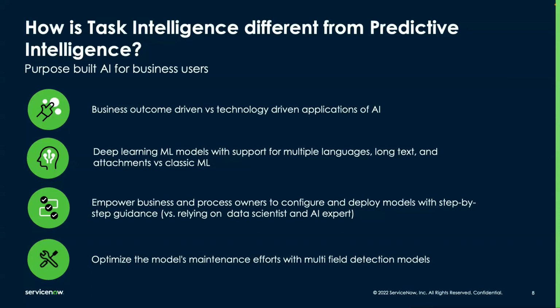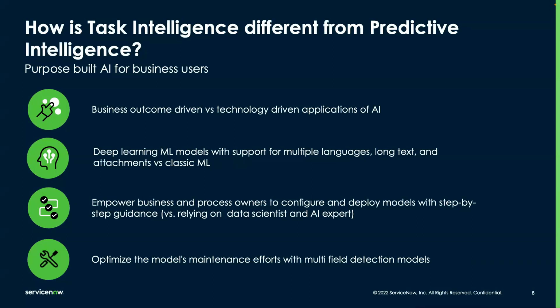Task intelligence is a purpose-built AI for business users. When I say that, each and every word makes sense. What that means is that business users means it brings business outcome driven versus technology driven. It means that we don't say, hey, use classification for this.